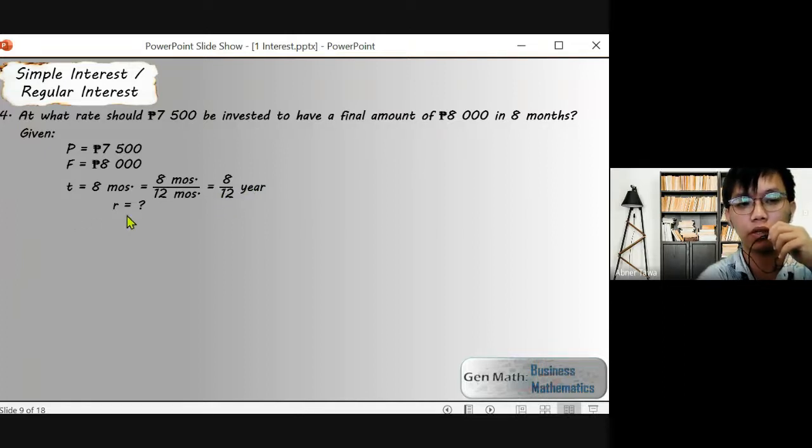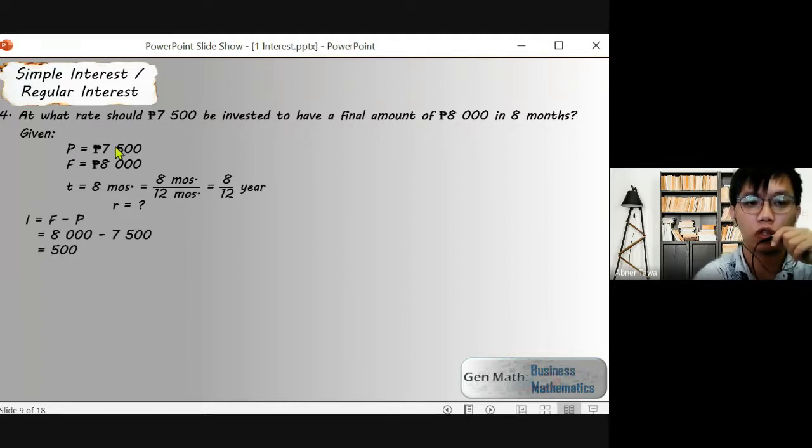And then the unknown here is the rate of interest. Based on this given, we can't solve directly for the rate of interest using the derived formula for the rate of interest. But you can have a different solution aside from the solution we are going to have here, as long as you arrive at the correct answer. Okay, so we're going to have here the solution wherein we identify first the interest. So how much is the additional amount on his invested 7,500.